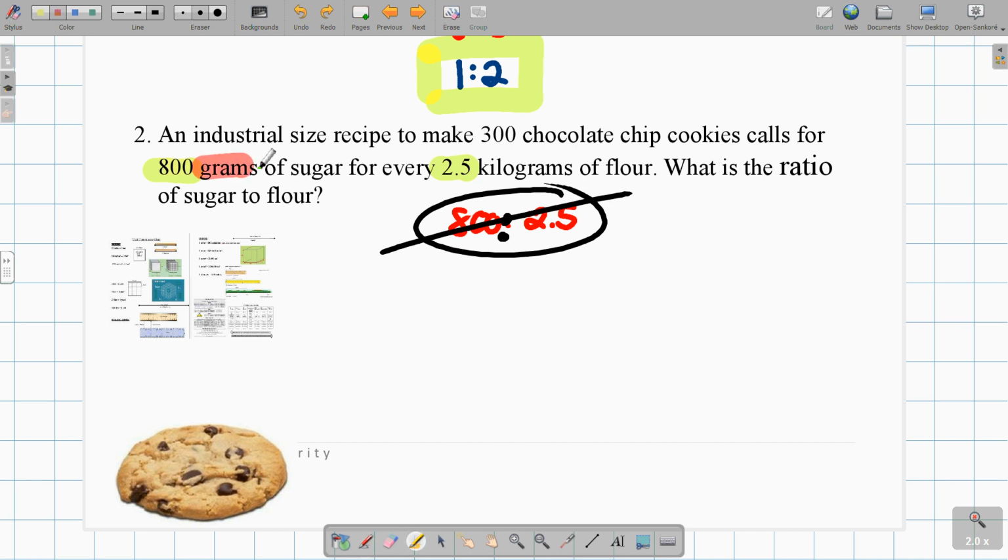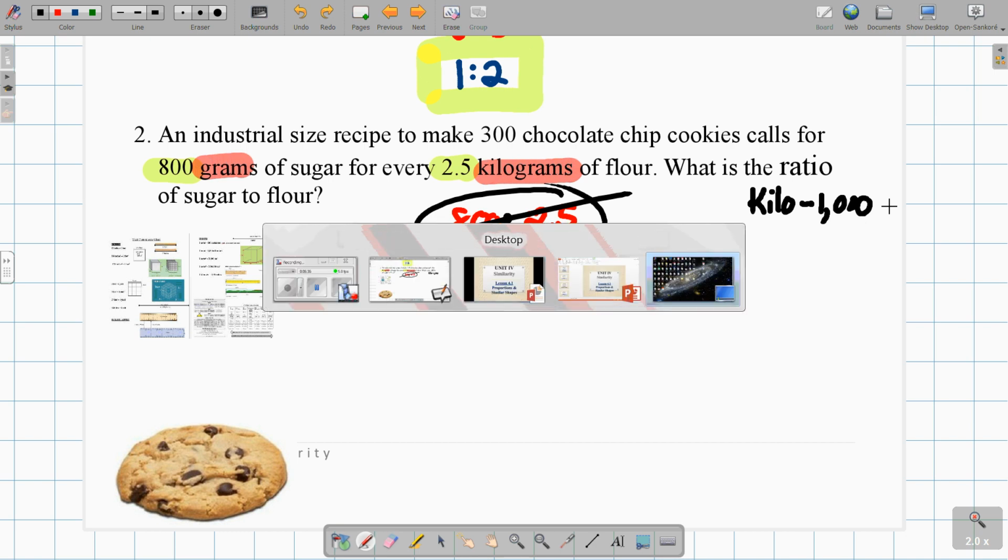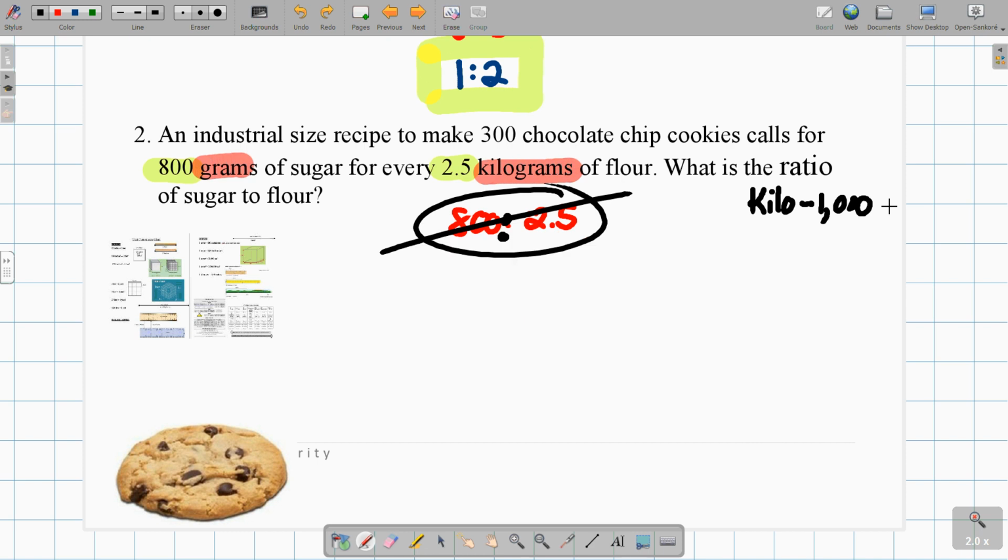800 grams of sugar for every 2.5 kilograms of flour. You should be familiar with your metric system and the concepts of kilo means 1,000. You must have this page with the units memorized. You heard me right, friends, memorized.